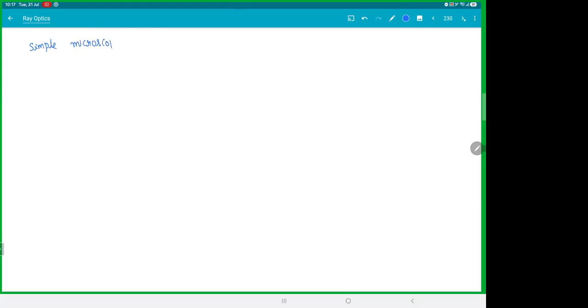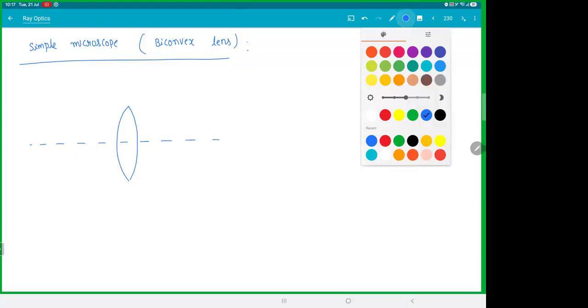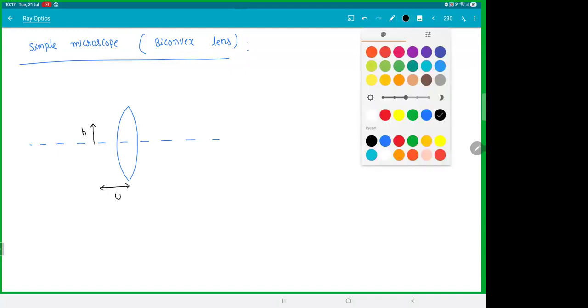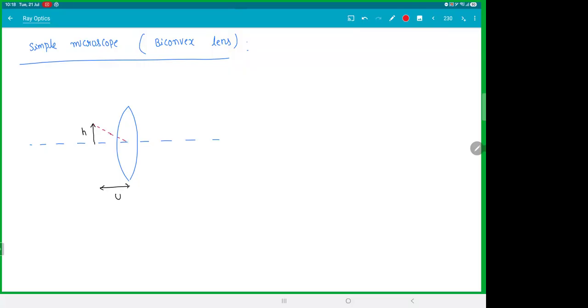a simple microscope is simply a biconvex lens. That's it. It is a single lens. And look at the idea. If you know how to do this, you'll remember. So we take a biconvex lens, put it in front of an object. So this is the object height h. We keep it at a distance u. So this light ray passes through the optical center. And you have to keep this object between pole and focus. The object has to be placed between the focus and the pole. That means you get a virtual image.